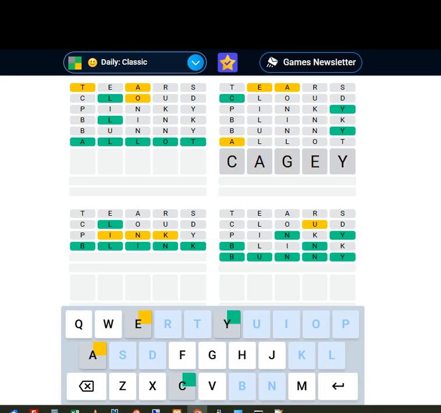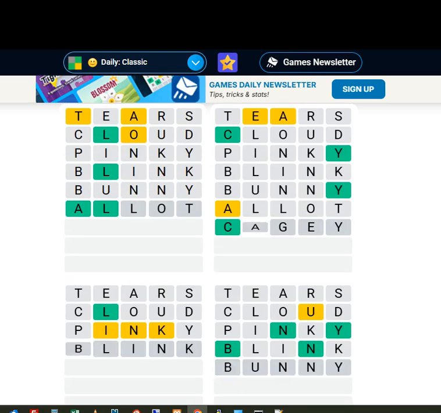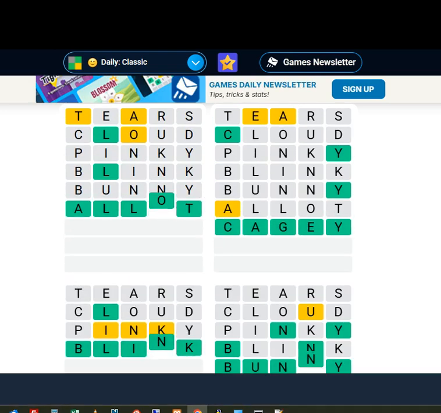Now, by the way, if you type a word in and it's not a real word, if it's not found in the dictionary, the word is turned to red and you can't enter it. You can only enter real words. So I'm going to try the word cagey. I really can't think of anything else that it could be. So I'm going to try that and see what happens. And that is the right word.